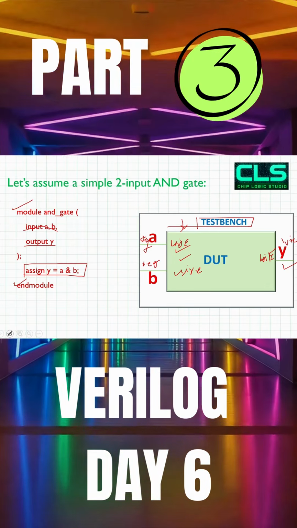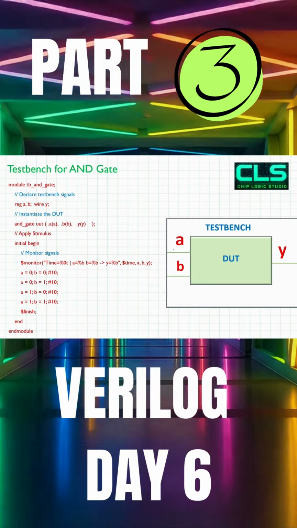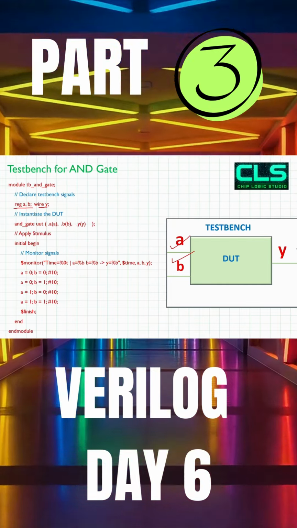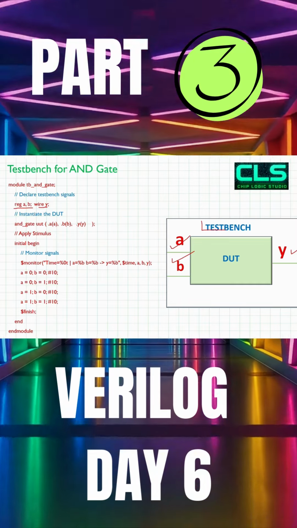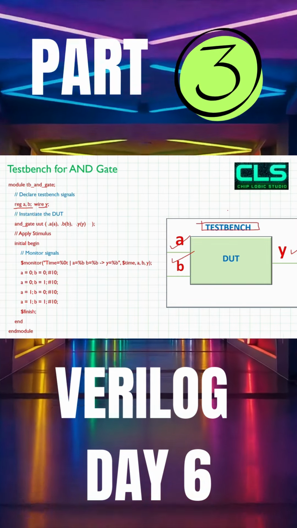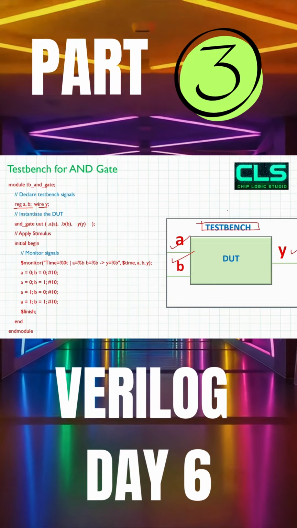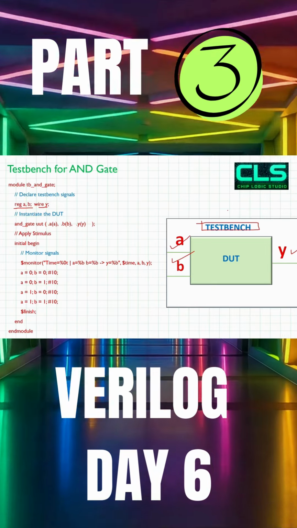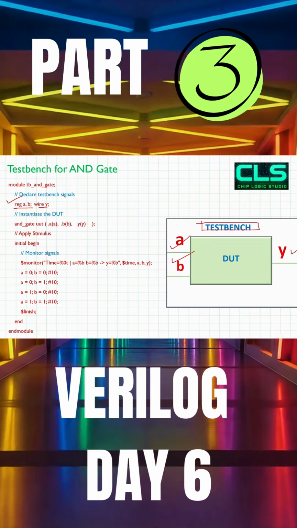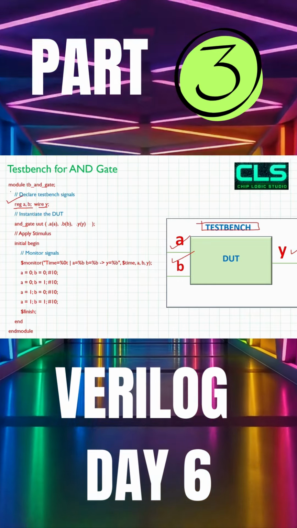See, here we are using A and B as reg and wire as Y, and this is our top layer. Testbench is our top layer. So this testbench doesn't have input or output. Why? Because it is giving inputs. We are storing inputs and giving them to our DUT, and this is the top layer. DUT has inputs and outputs. Testbench doesn't have input and output. So here you can see only the declaration of testbench signals with the help of data types.